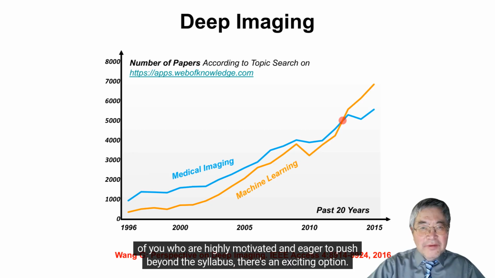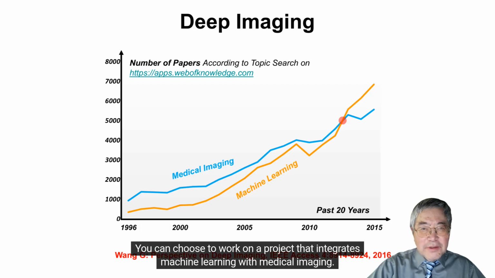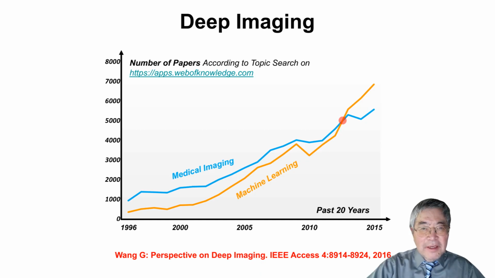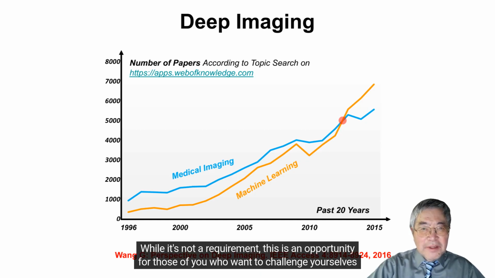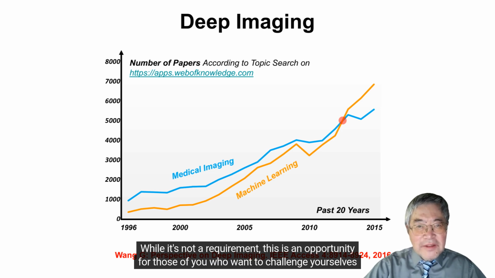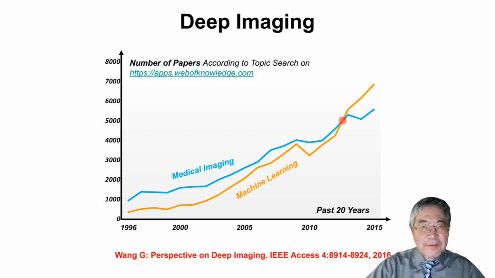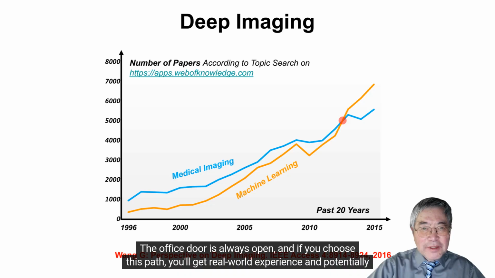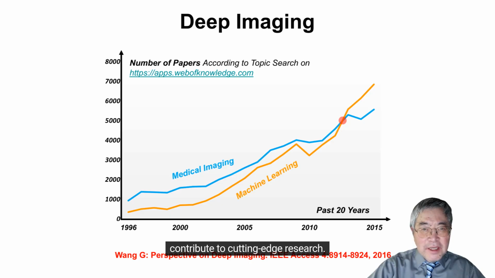you who are highly motivated and eager to push beyond the syllabus, there's an exciting option. You can choose to work on a project that integrates machine learning with medical imaging. This would involve hands-on research where your work could contribute directly to a meaningful outcome in the field. While it's not a requirement, this is an opportunity for those of you who want to challenge yourselves and explore advanced concepts further. So, if you feel like the course is a bit easy and you're ready to go beyond, this option could be a perfect fit. The office door is always open, and if you choose this path, you'll get real-world experience and potentially contribute to cutting-edge research.